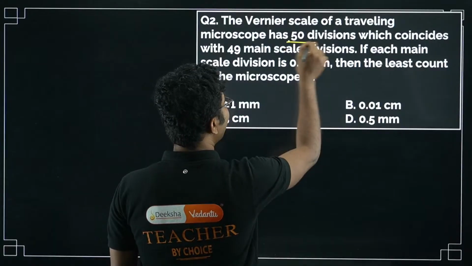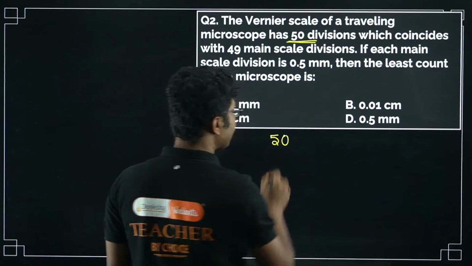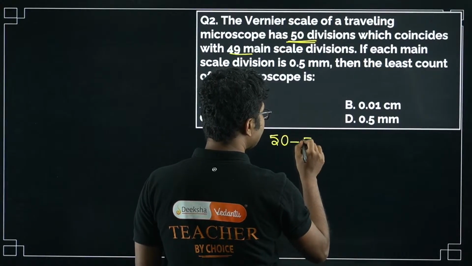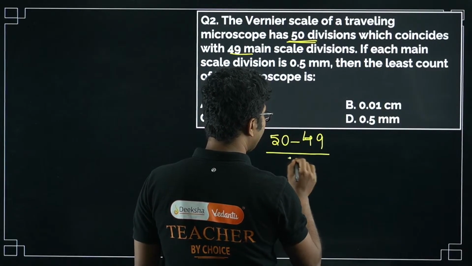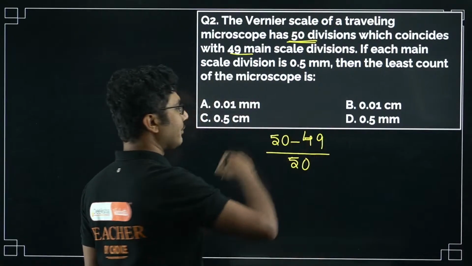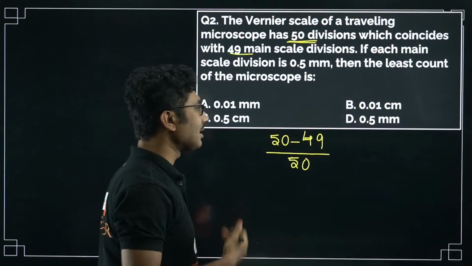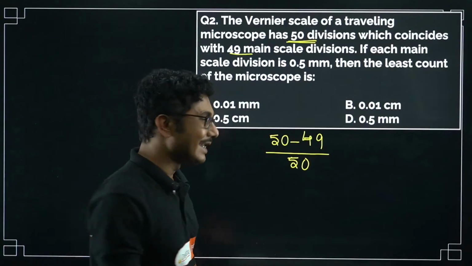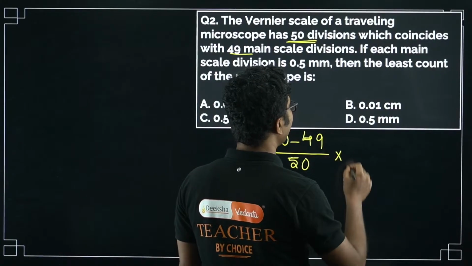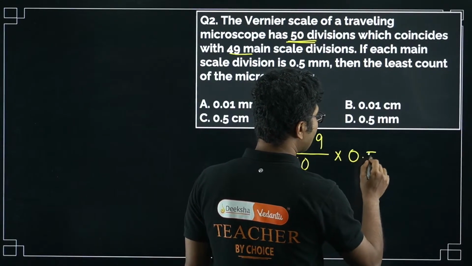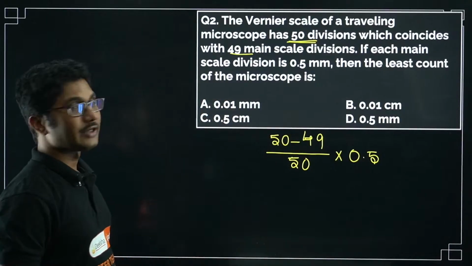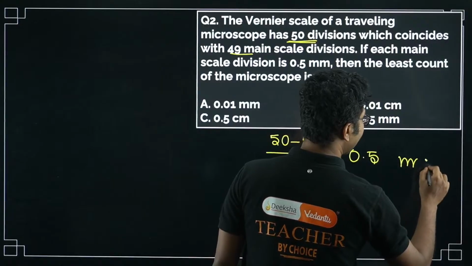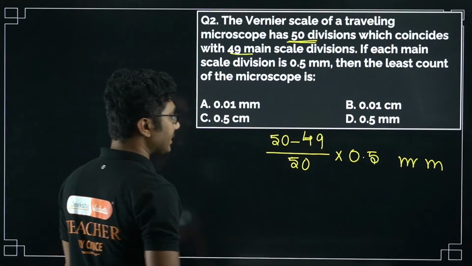And how to calculate it? First, what is the vernier scale division? The vernier scale division is 50. It is coinciding with 49. So 50 minus 49 divided by 50. Why am I doing it? Why am I not writing 1 by 50? Because in some cases it can be 50 coinciding with 48 as well. That is also possible in practical cases. And then you have to multiply with the main scale division, which is 0.5 millimeter. So here we will try to find it in millimeter, because all sorts of units are possible here.